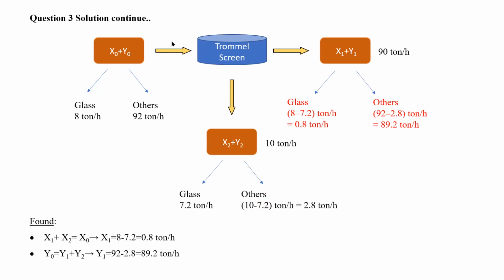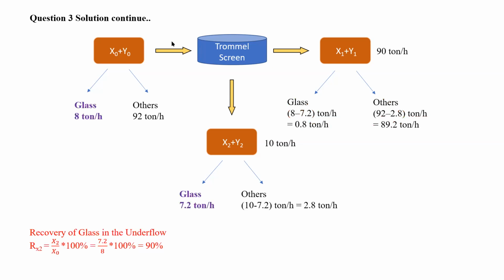And since the total amount of glass and other components cannot change, depending on the mass balance, we can find their amounts by subtracting the amounts in the underflow part from the input part. Therefore, while the glass mass is equal to 0.8 tons per hour, the other components mass is estimated as 89.2 tons per hour. And now we are ready to calculate recovery, purity, and efficiency of our thermal screen. The required equations about them have been discussed in your lecture notes.